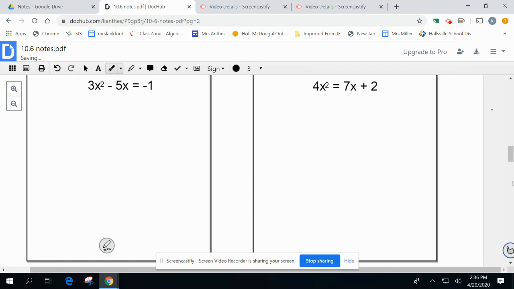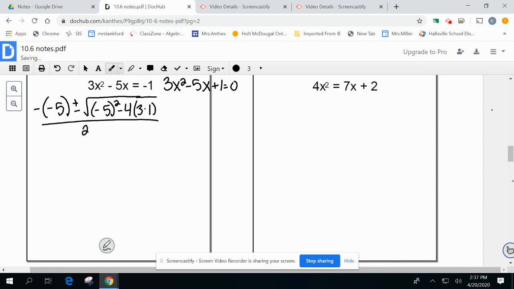Okay, so on the next problem, starting out, I need to actually add 1 over to the other side. So I'm going to end up with 3x squared minus 5x plus 1 equals 0. So A is 3, B is -5, and C is 1. So I'm going to plug that into the formula. -5 plus or minus the square root of -5 squared minus 4 times A times C. So 3 times 1, and that's all over 2 times 3.